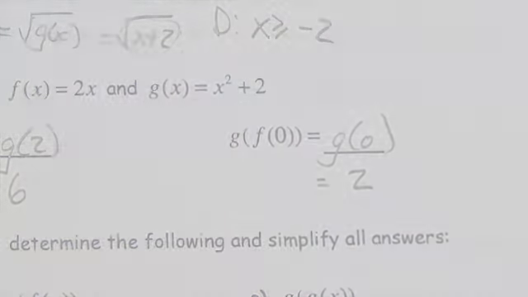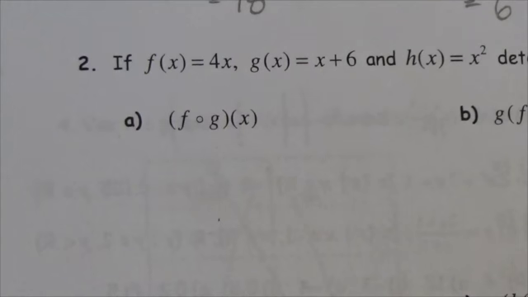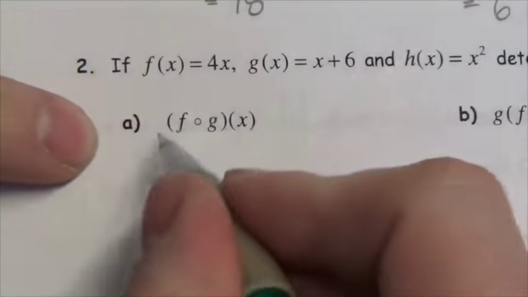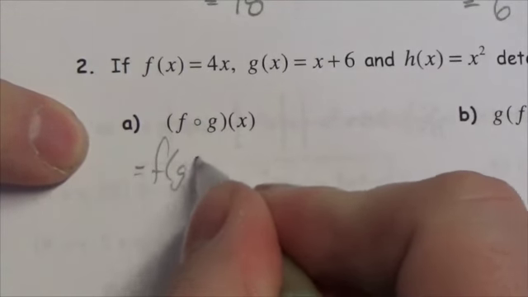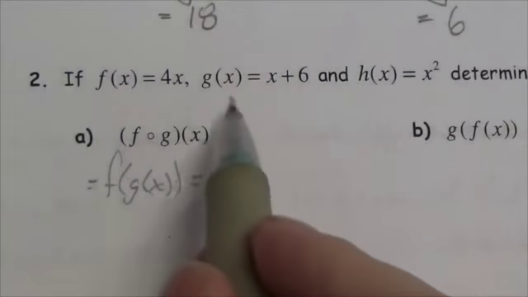If f of x is equal to 4x and g of x is equal to x plus 6 and h of x is equal to x squared, determine the following and simplify all answers. Okay, so this question is more algebraic in nature than the previous one. So we're going to compose f of g here. So this is going to be the same as f of g of x. Now g of x, we can look up here, is going to be x plus 6.